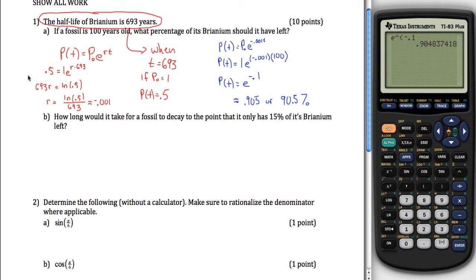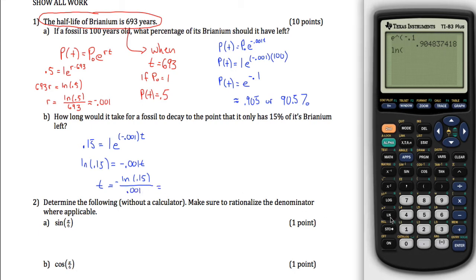Sure, that seems reasonable. And this next one says, how long would it take, so now we're going to solve for t, for a fossil to decay to the point where it only has 15% of this stuff left. In other words, if it starts out with 1, it's left with 15% with a growth rate of negative 0.001. How many years? T. It's saying solve this thing right here for t. It's not too bad. Just take the natural log of both sides. We get natural log of 0.15 is equal to negative 0.001 t. So t is equal to the natural log of 0.15 divided by negative 0.001, which we could figure out.